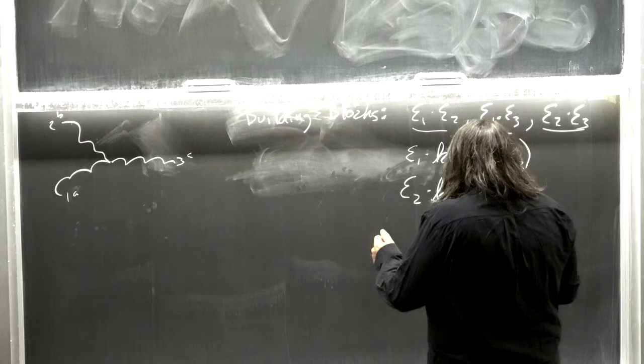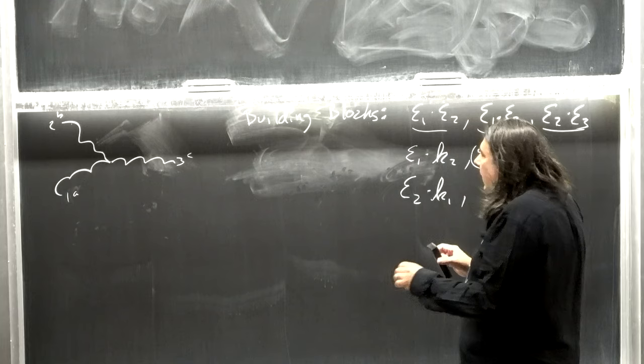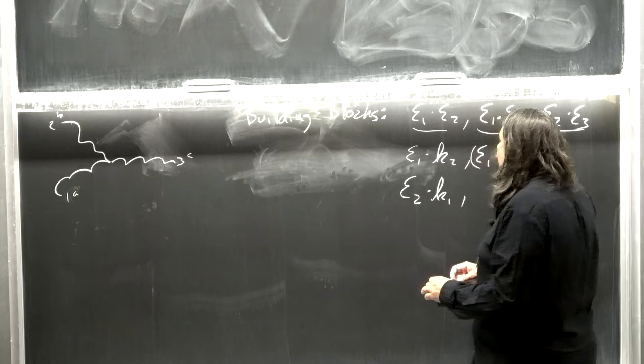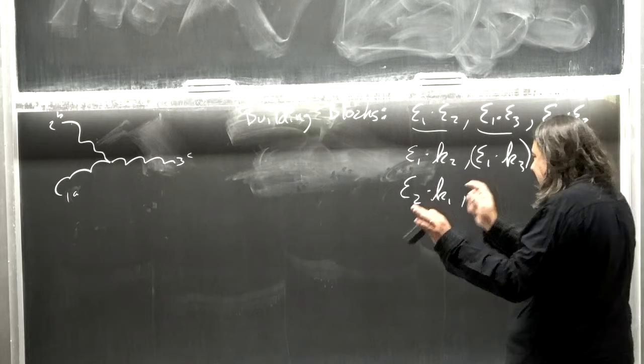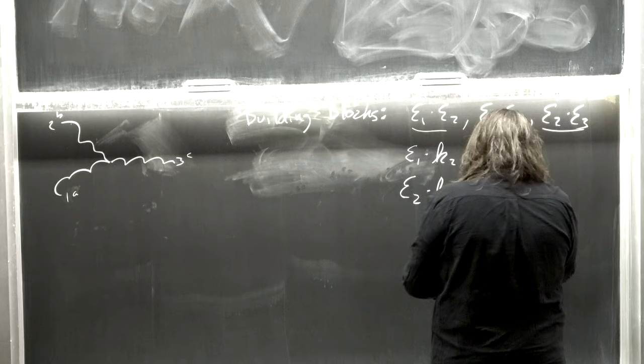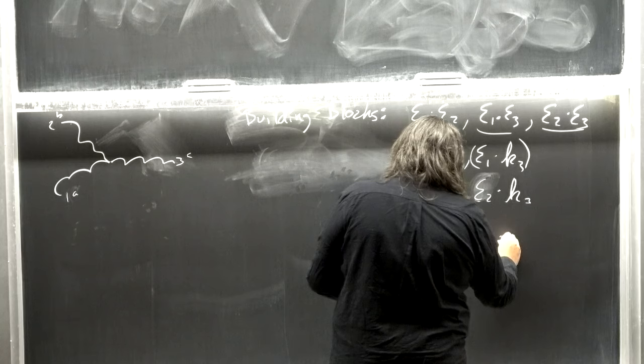I was trying to go a little slow, but maybe this is too slow for people. No. Okay, good. Let me just finish writing things out. Epsilon 2 dot K3, and epsilon 3 dot K1, epsilon 3 dot K2.